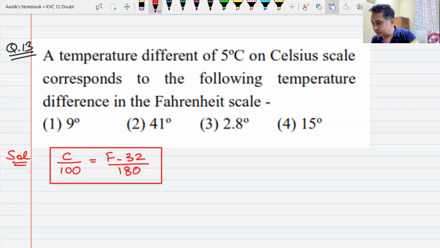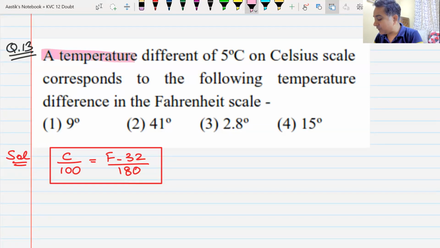Sir, I considered the lower fixed point on the Celsius scale is 0. So the temperature difference is 5, so my reading is 5 degrees Celsius. And on the Fahrenheit scale, I got 41 degrees, and the lower fixed point is 32 degrees. So the difference is 9 degrees. Well done. You have said the correct thing.